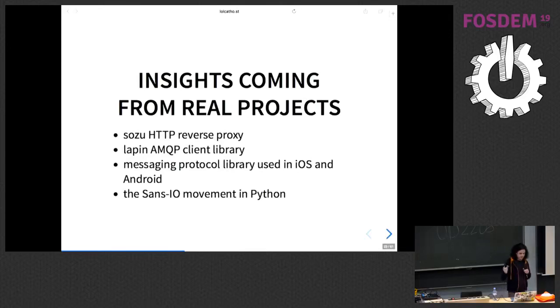There are other things like the messaging protocol in iOS and Android. I wanted to have the same implementation for both platforms, so I did that in Rust. And so this must be called from C and from JNI, and you have to be flexible on how it works. And of course, there's the sans-IO movement that appeared in Python, where they had the same needs, the same approach, because there was all the async/await debate in that community too.